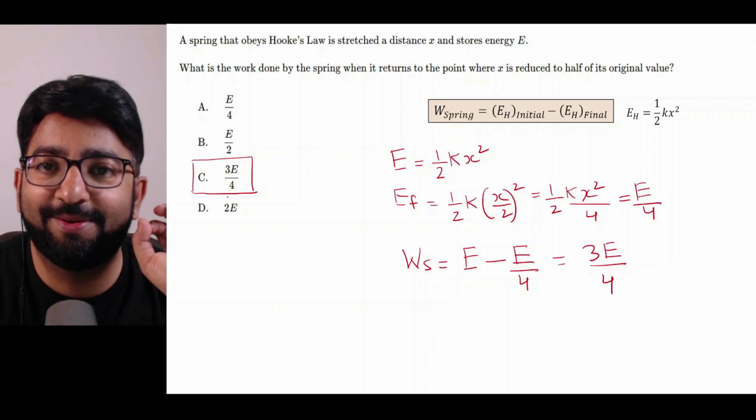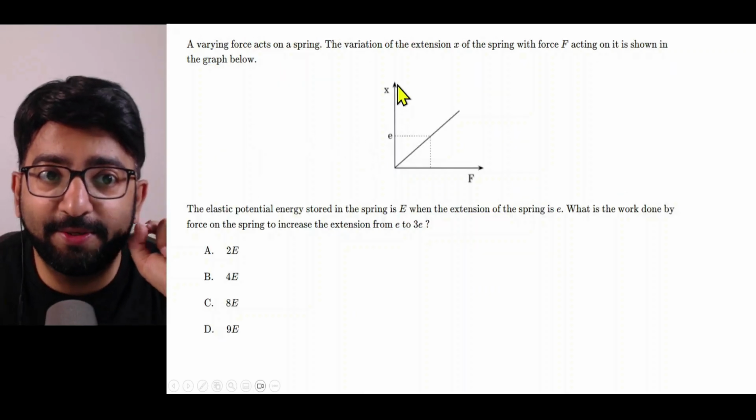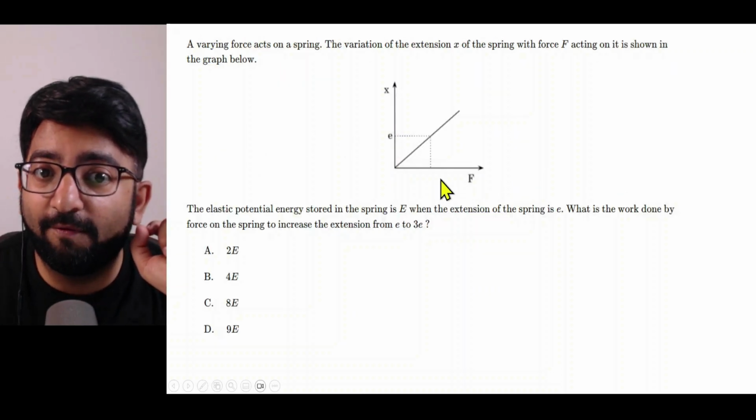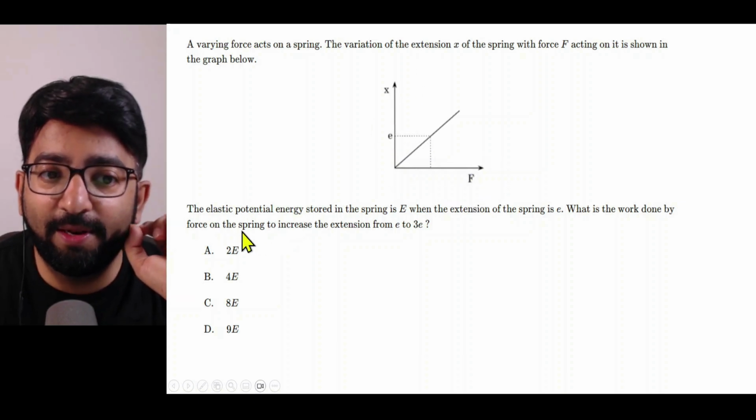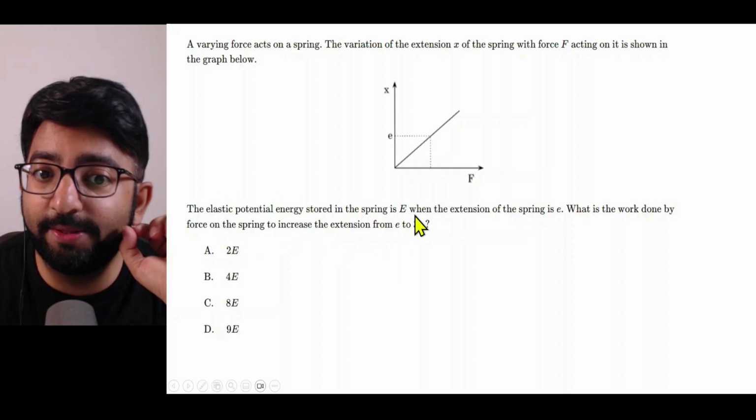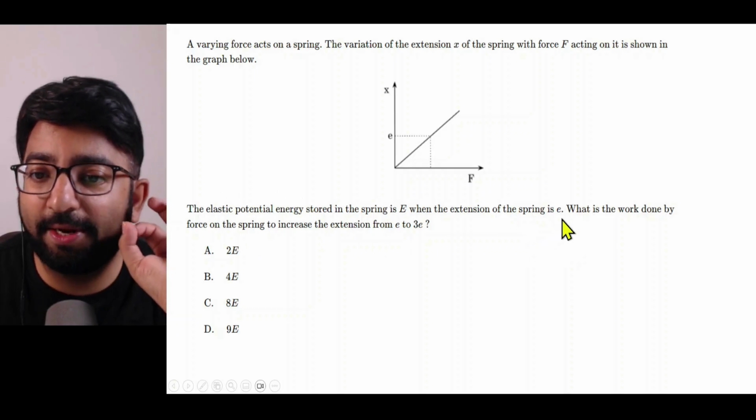Okay, this is a graph-based question. We have been given a graph. The x-axis is the force and the y-axis is displacement. The elastic potential energy stored in the spring is E when the extension is E.